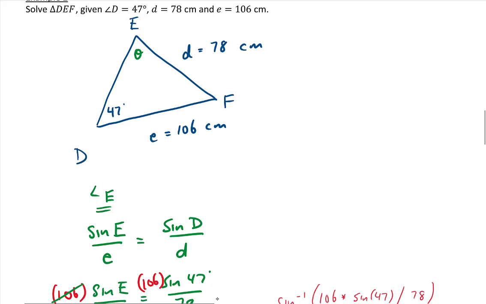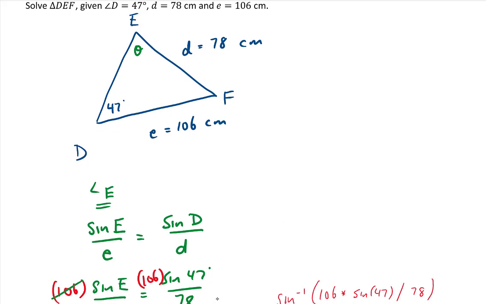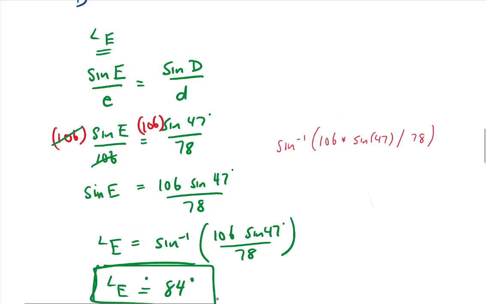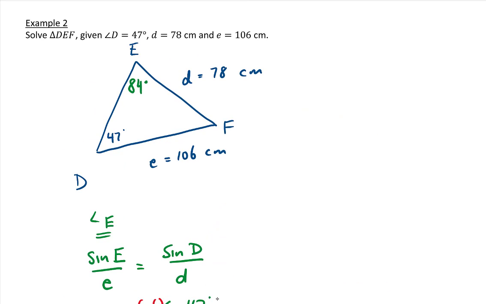So I go back to the top here. I can now put in 84 degrees for angle E. All right, that wasn't too bad. Now we can find angle F.